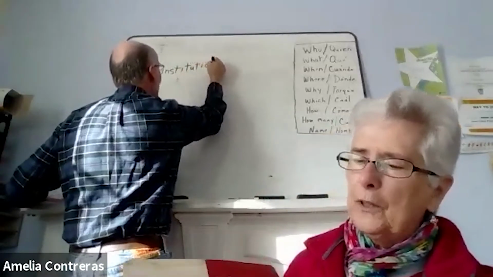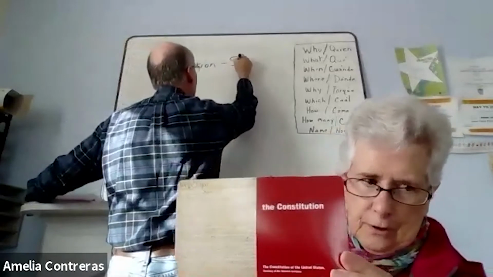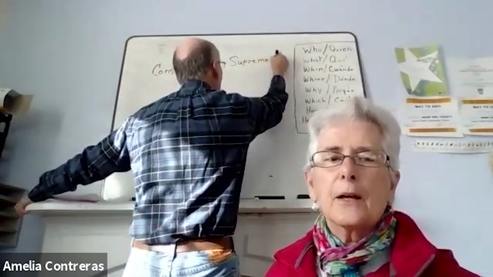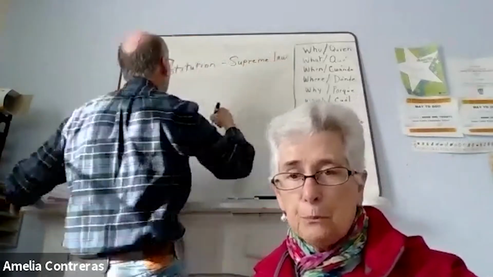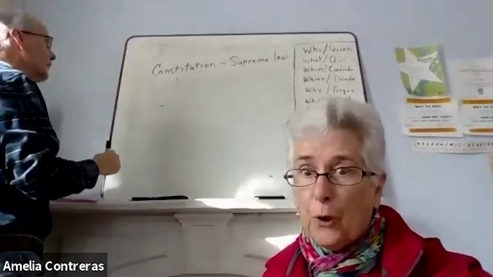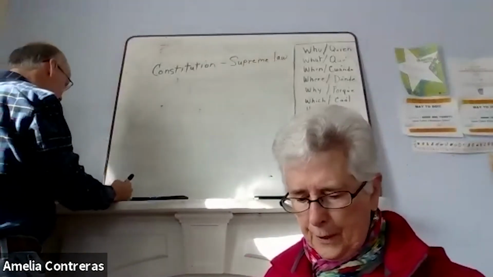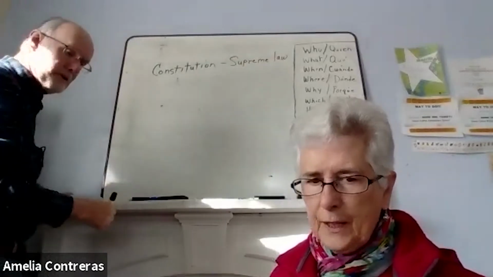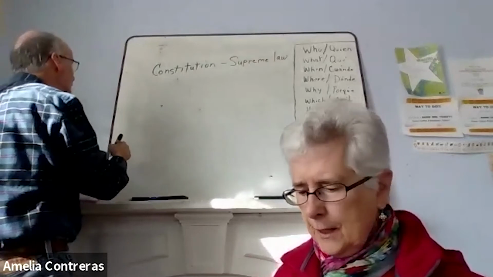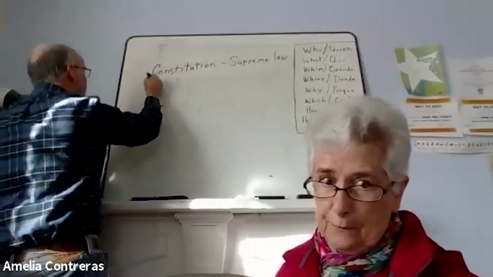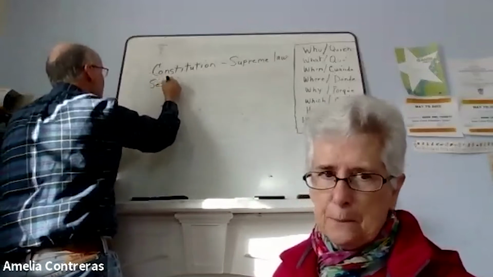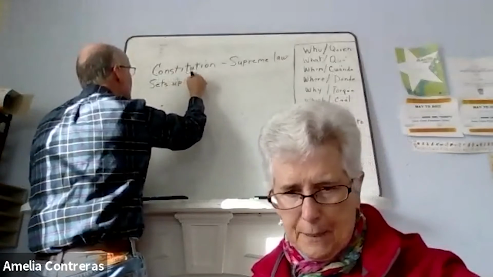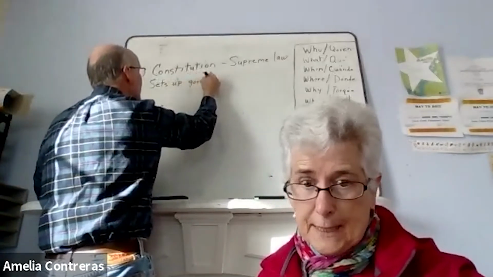What is the supreme law of the land? It's the Constitution. Today we talked about the amendments to the Constitution. The Constitution itself is the supreme law of the land, and that includes the amendments, which are part of the Constitution now. What does the Constitution do? The Constitution sets up the government, and it protects the basic rights of Americans. And that is what we talked about today, the basic rights that are included in the Bill of Rights.